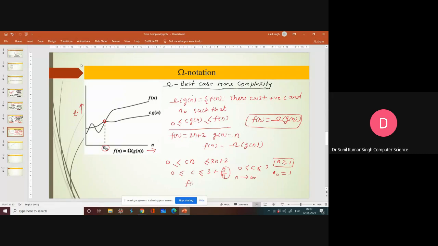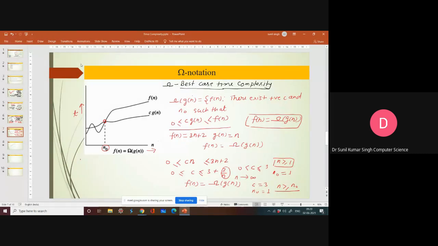So for writing f(n) is equal to omega of g(n), what should be the value of c and n naught? Maybe c we can take 3 and n naught we can take 1, and it holds the condition for all n greater than or equal to n naught. So this is the actual working of this notation, omega notation.